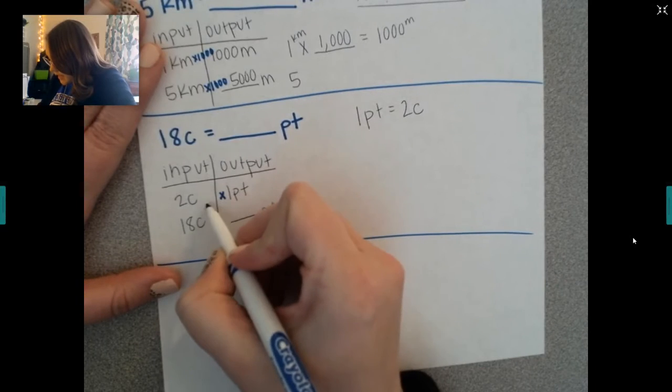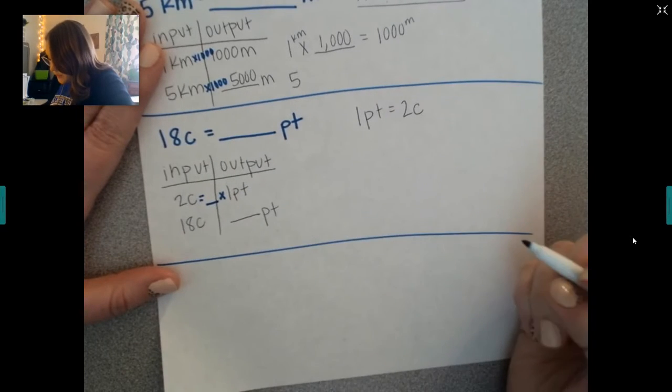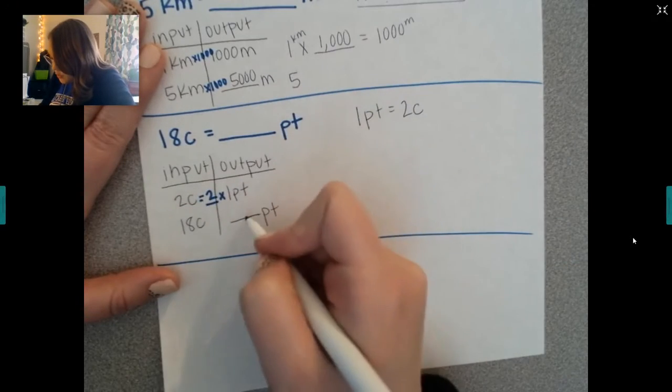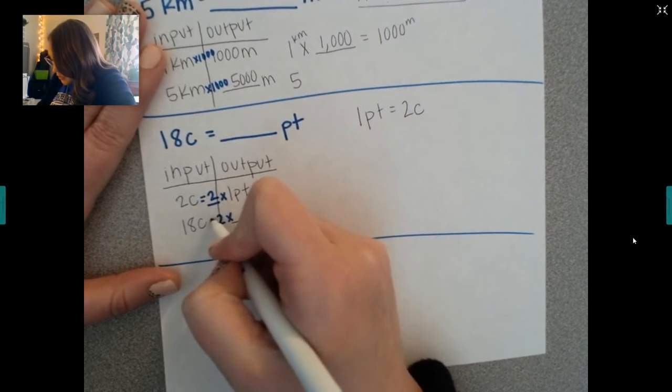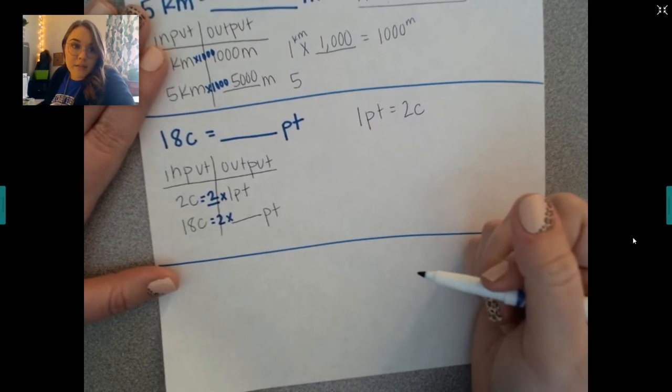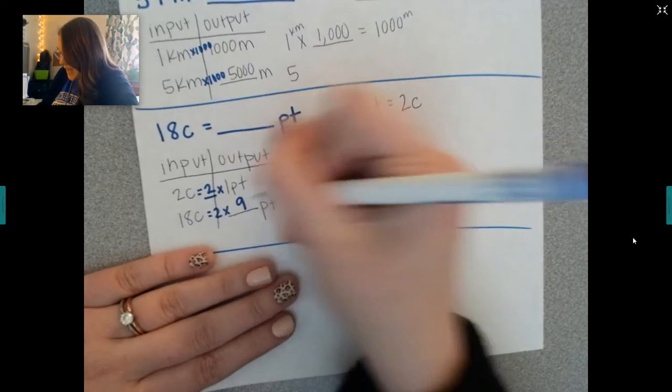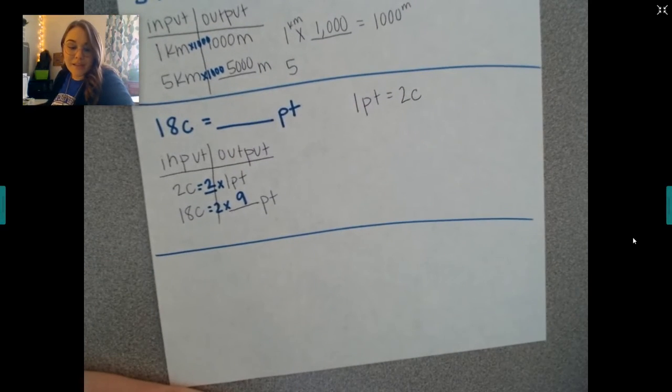1 times what will give you 2? I hope you said 2. 1 times 2. So what times 2 will give you 18? I hope you said 9. So did you get 9 pints?